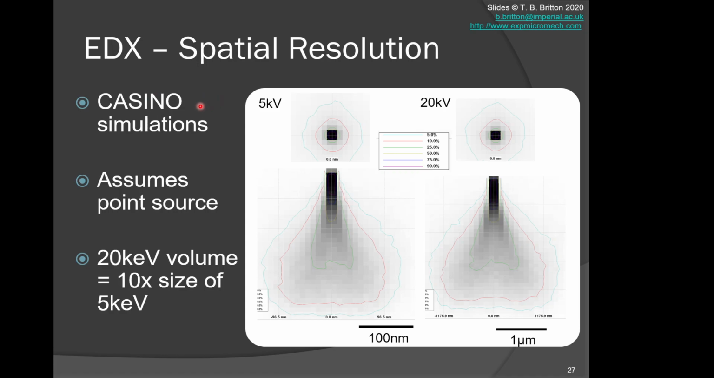I can get an idea and improve the spatial resolution if I use something like Casino to do Monte Carlo simulations. Here I've taken some boron carbide with silicon and looked at the interaction volumes at 5 kV and 20 kV. We'll see the geometry looks the same because it's a Monte Carlo slowing down of matter. We see the same approximations, but we see the scale bar has radically changed. Reducing the voltage by a factor of 4 broadly gives a 10 times improvement in the interaction volume. That can be useful, as we'll see in the next example.